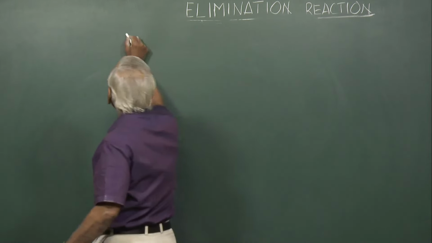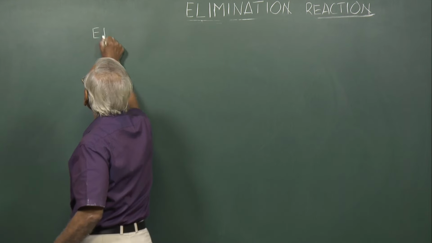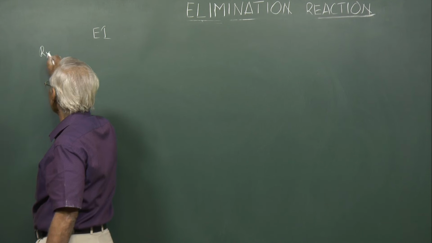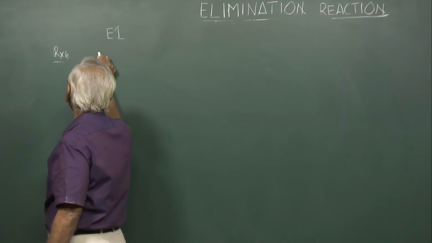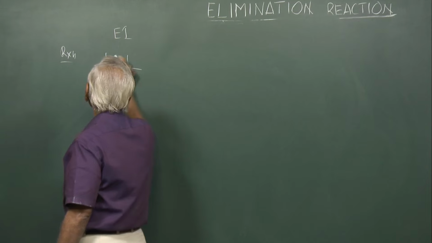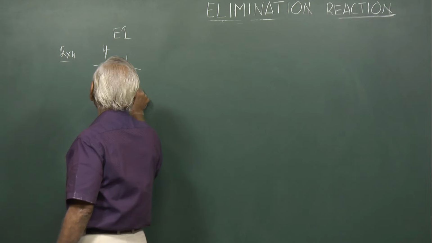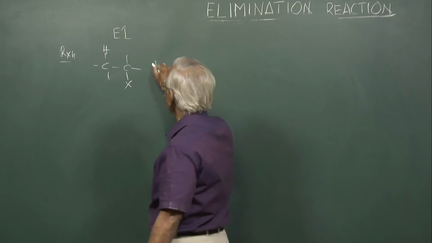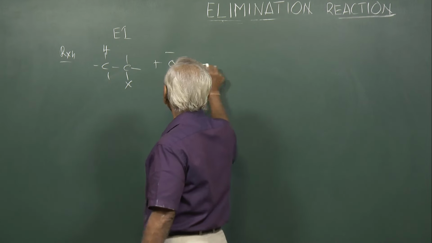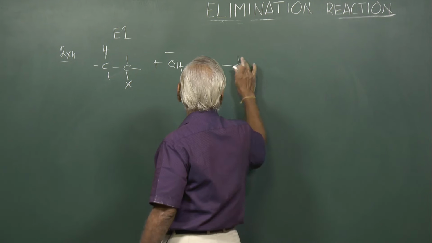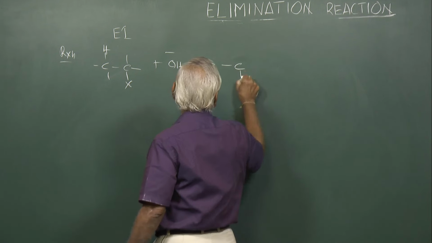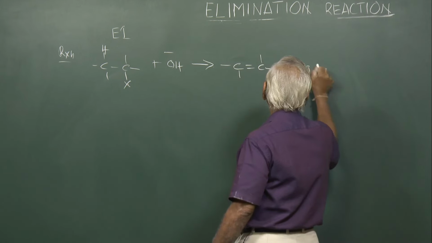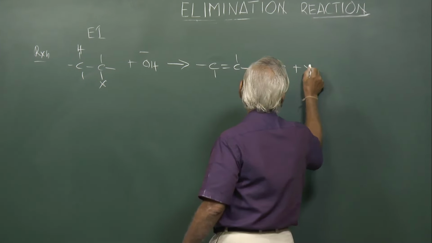Quickly we will go to the E1 reaction. Let me write the reaction first. Please write fast. You have a beta hydrogen atom, a structural requirement also. Let me write the reaction. Double bond plus H2O plus X minus ion. Good?